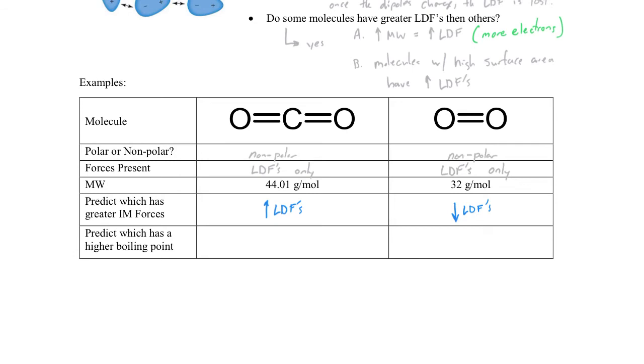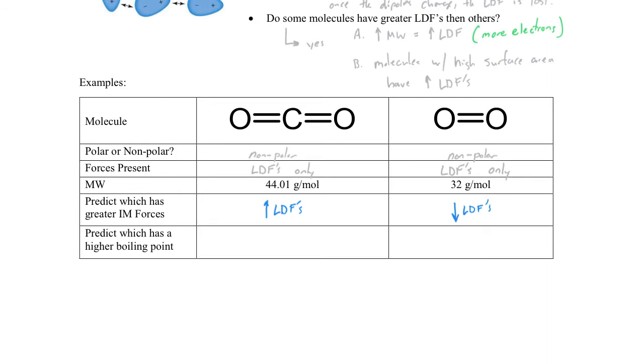So now that we're predicting that carbon dioxide has a greater amount of London dispersion forces than oxygen, is there any way we can predict which one would have a higher boiling point? Well, it turns out there is. Now think about this. Something with a higher boiling point means that it has stronger forces holding it together. How do I know that? Well, something with a higher boiling point means that we need to provide it with more energy in order to separate the particles from one another.